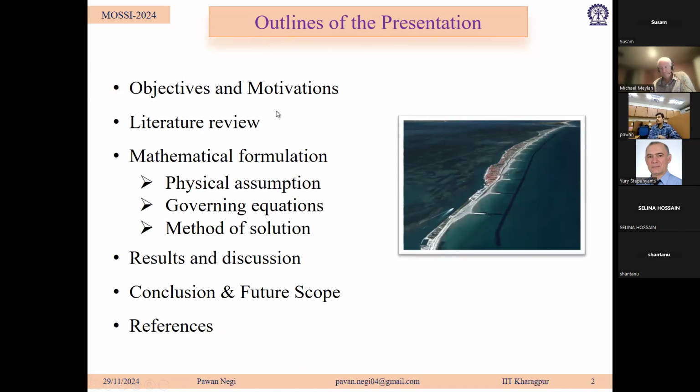as follows. First, I'll give the objectives of the present problem and then the relevant motivation. Then some relevant literature review, and after that I'll dive into the mathematical formulation, giving the physical assumptions, explaining the schematic diagram and the governing differential equations. Then some numerical results and discussion, and after that some conclusion and future scope for the present problem.